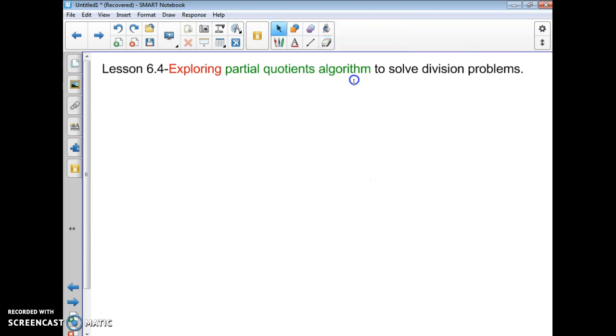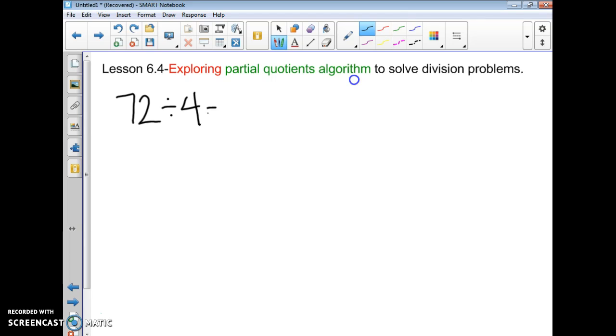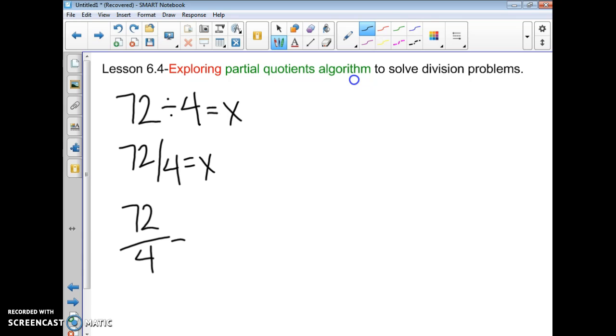You may see division problems set up several different ways. One way is this traditional bar and dots that we just took a look at. You may see it set up this way, with x being the unknown as we haven't solved it entirely. Did you know a fraction is also a division problem?